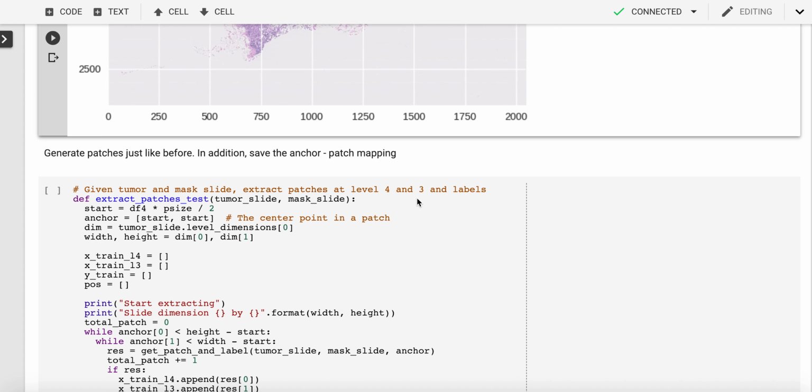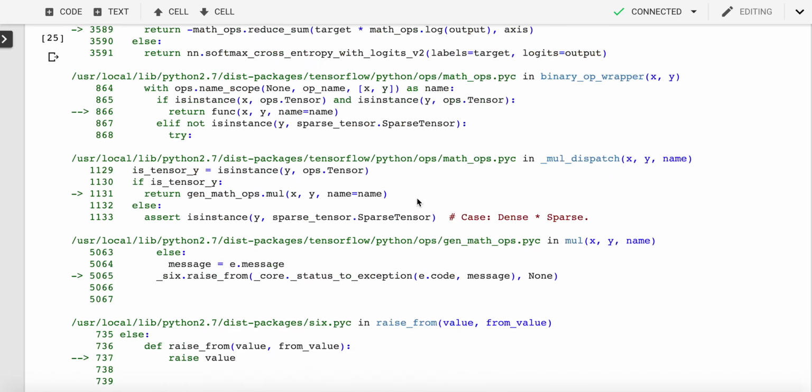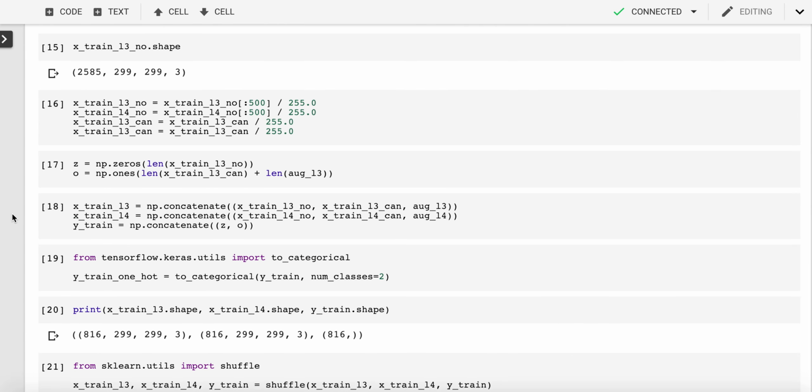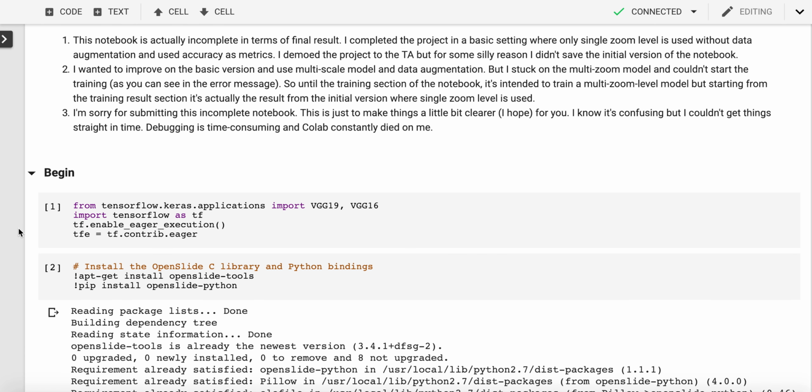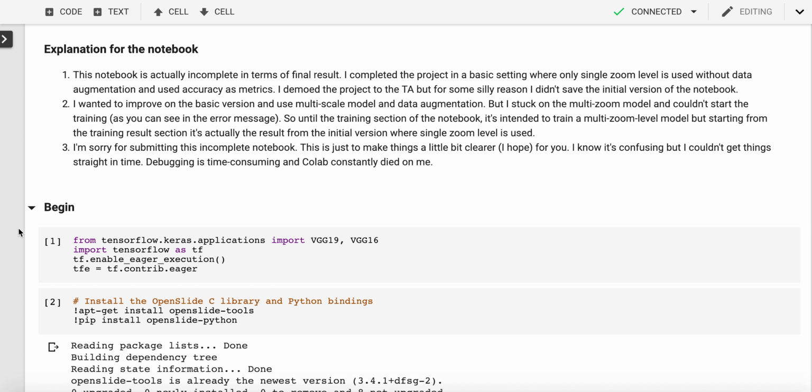Hello. So this is my demonstration of my final project. All right, let's start from the beginning. First of all, I want to explain that this notebook is actually inconsistent.